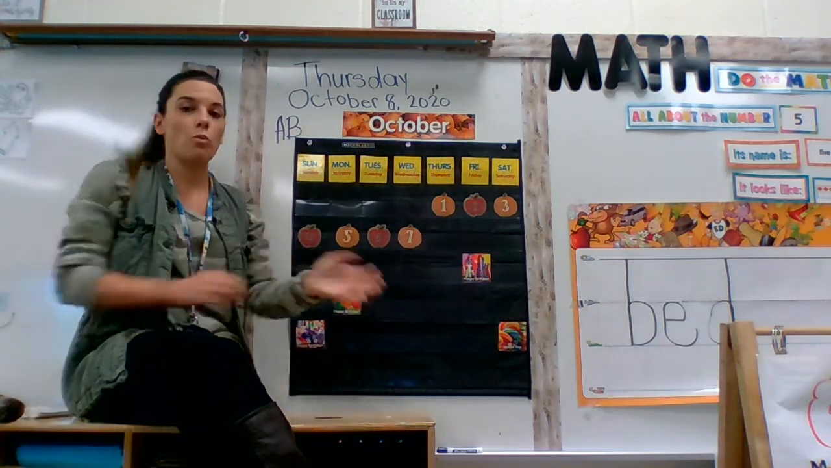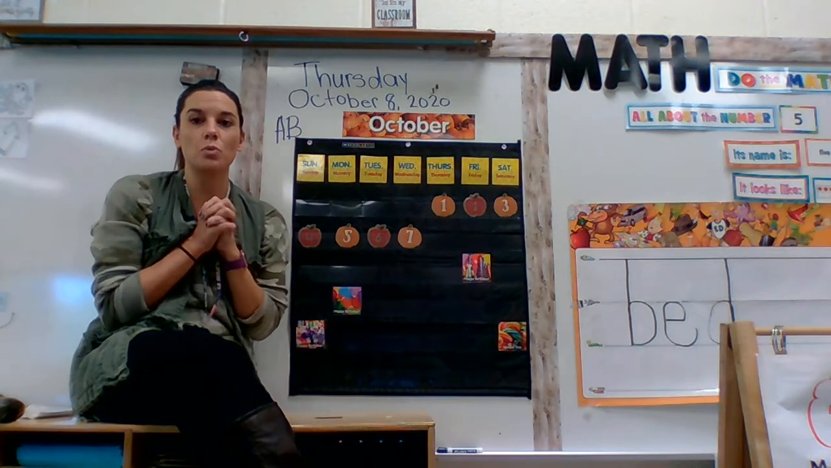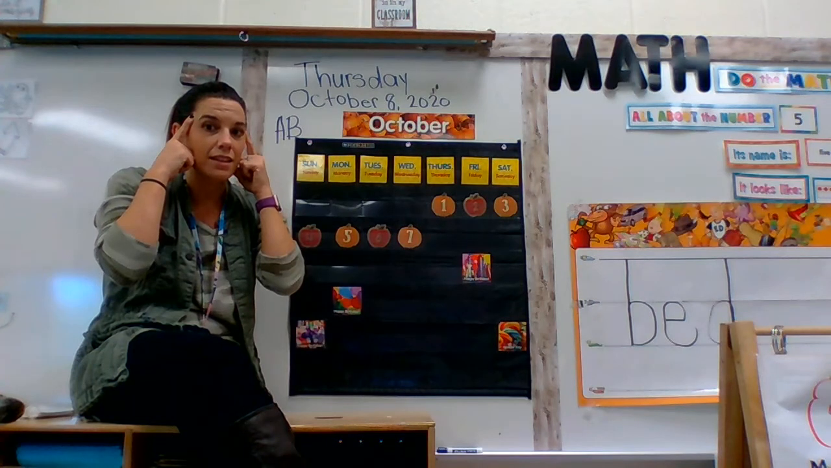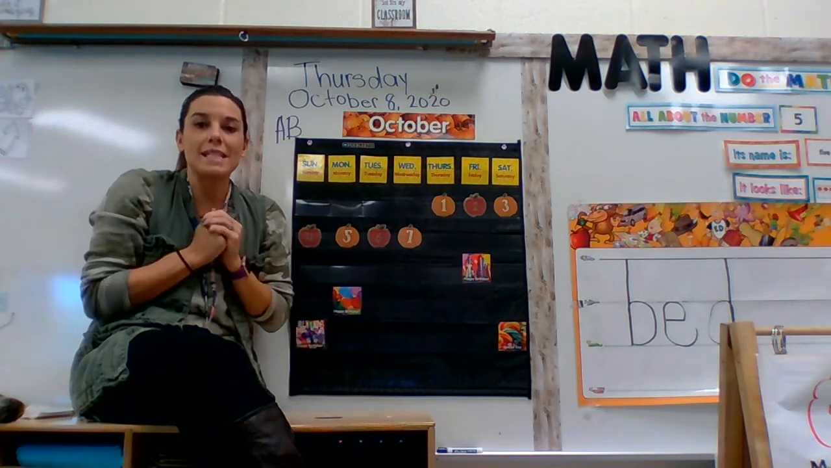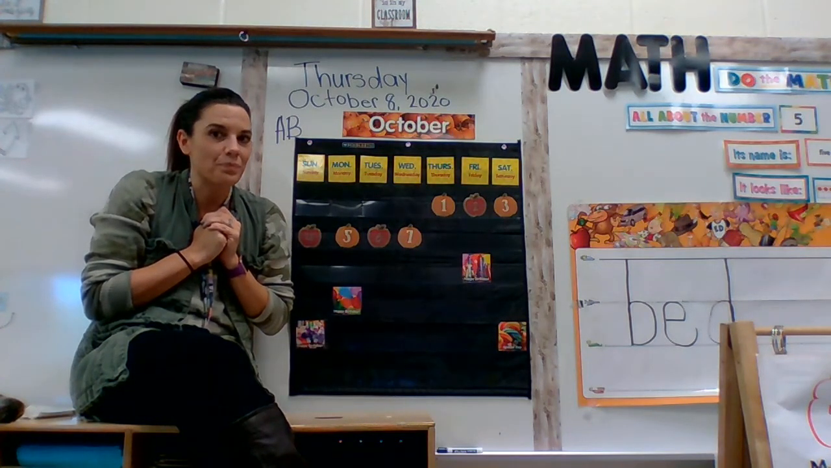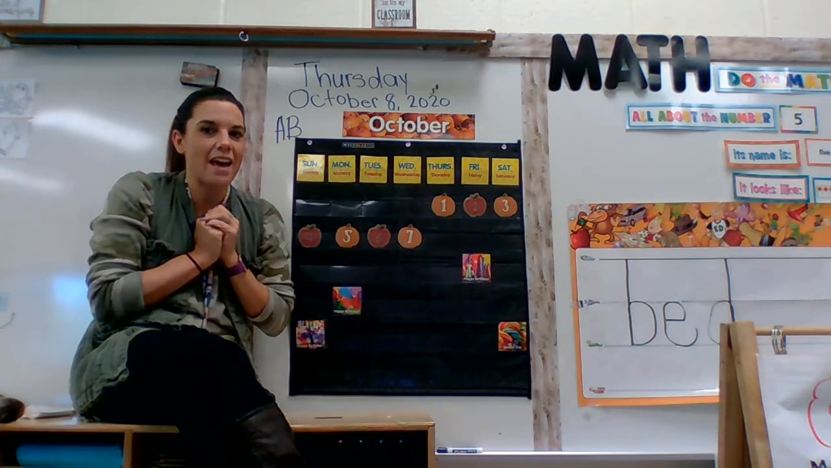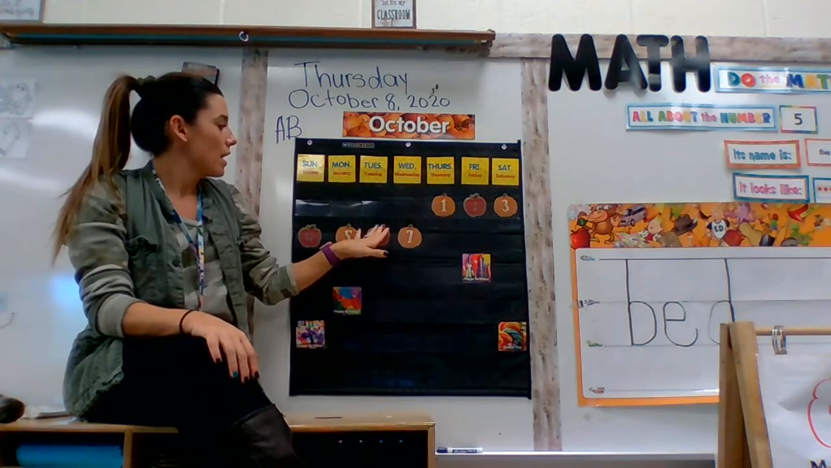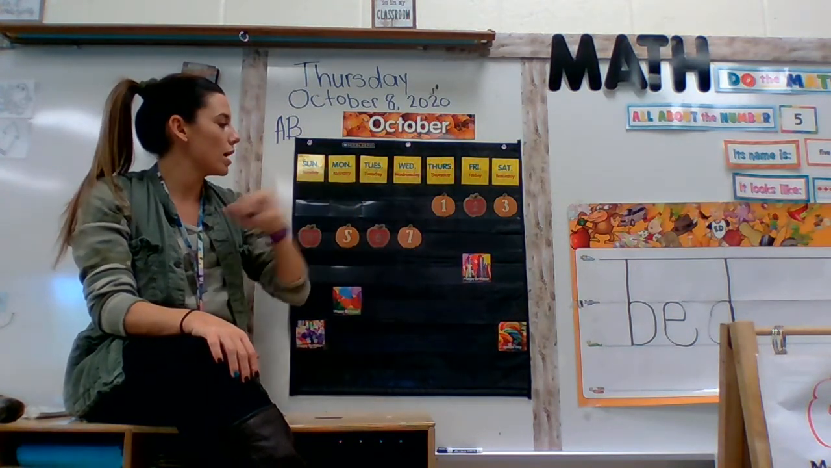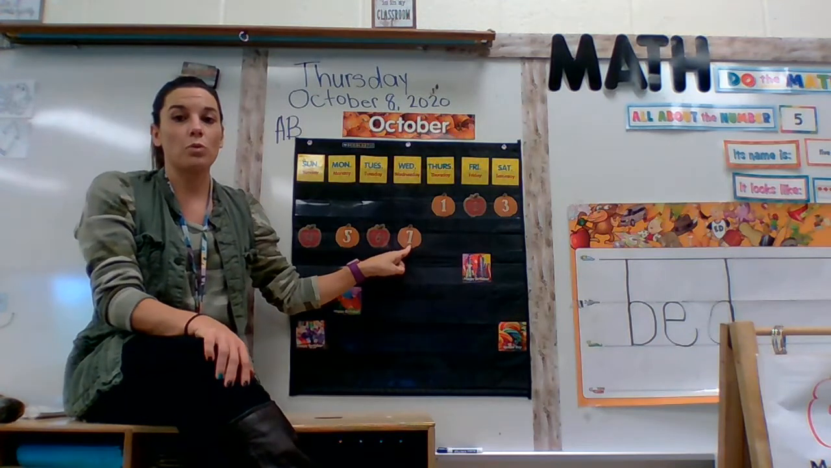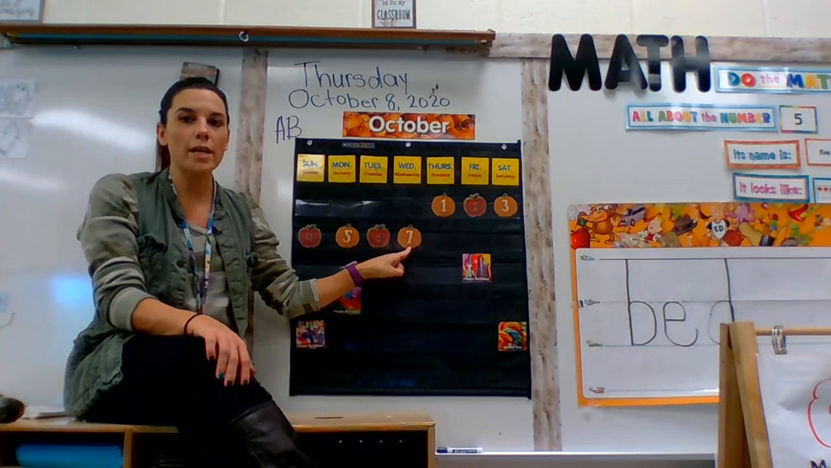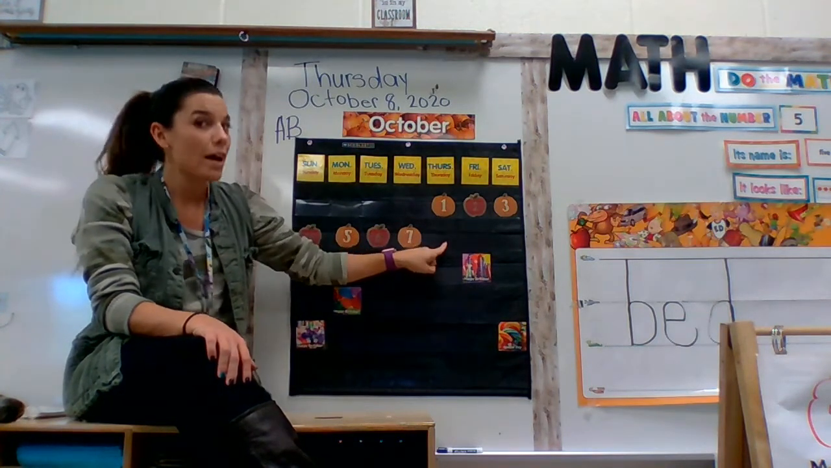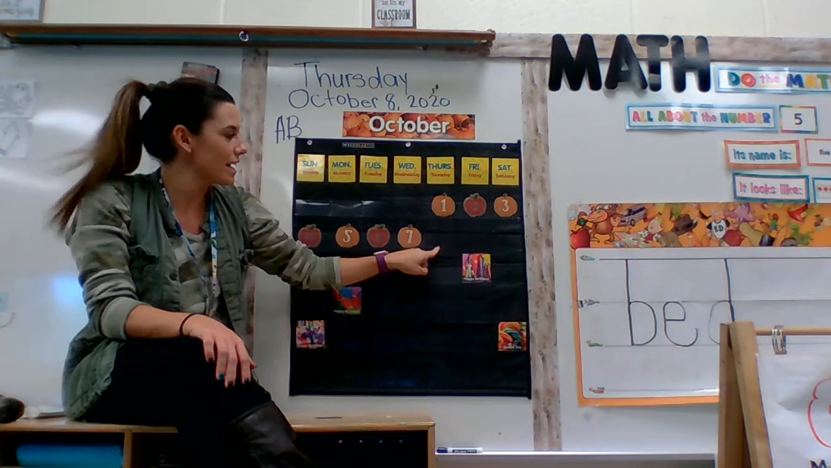Yesterday was Wednesday. So if yesterday was Wednesday, what day is it today? Thursday. I think I heard one of you say Thursday. Today is Thursday. Yesterday was the 7th. So when we're counting, we have to think about what number comes after 7, okay? 7, 8. Today is the 8th.